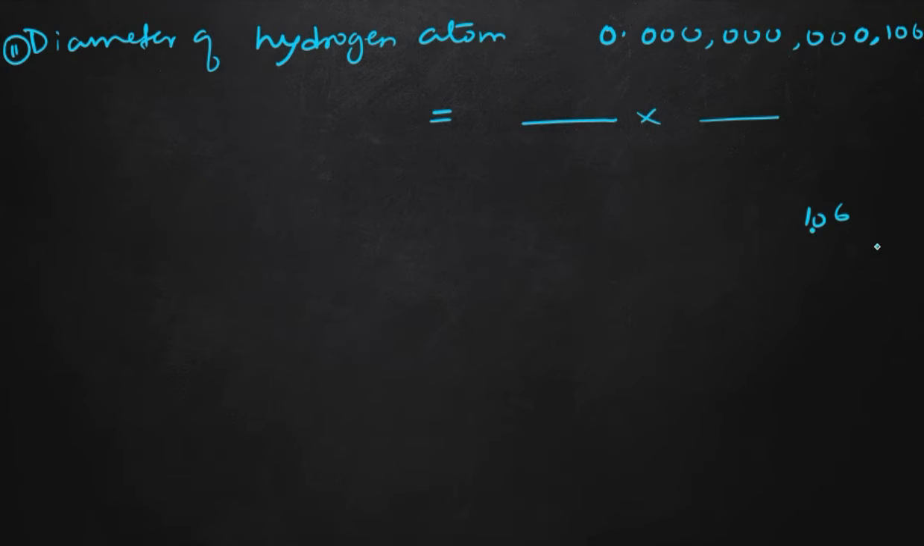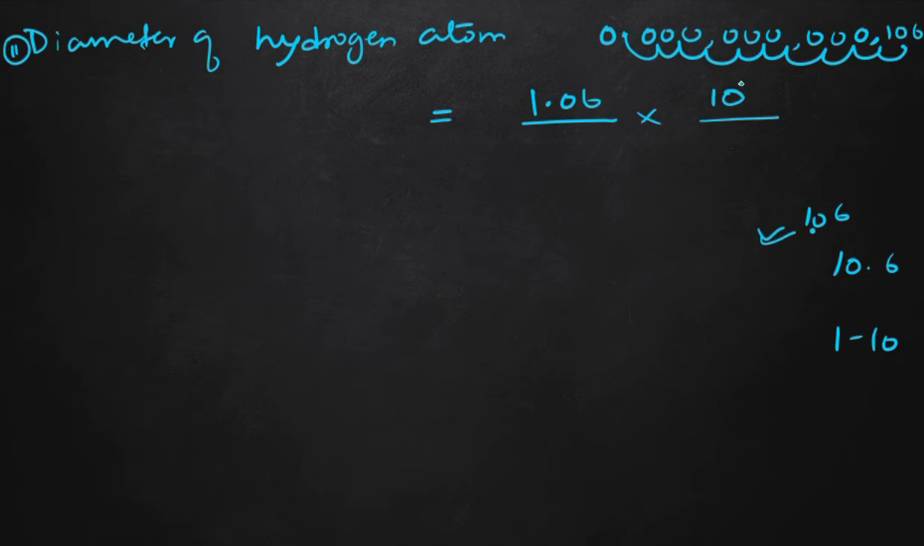If you put it in between 0 and 6, the number will be greater than 10. But we need to write the number between 1 and 10. So we put the decimal in between 1 and 0. So this will be 1.06. Now how many decimal places has it moved? 1, 2, 3, 4, 5, 6, 7, 8, 9, 10. So it has moved 10 decimal places, towards the right.